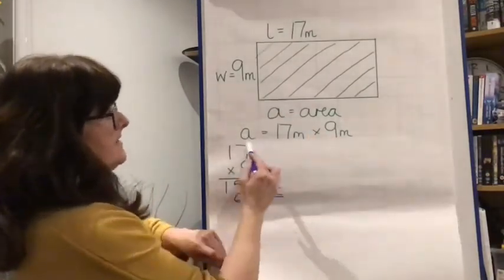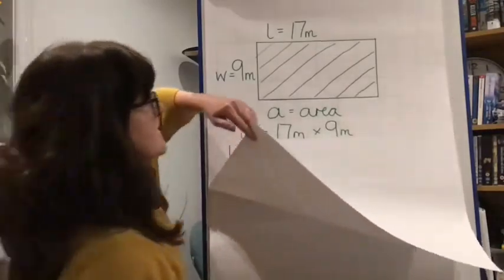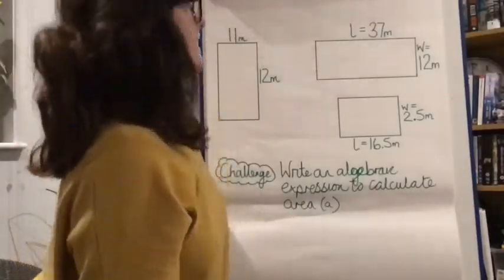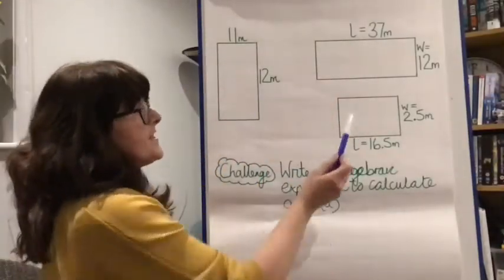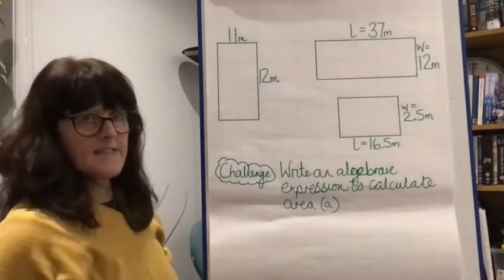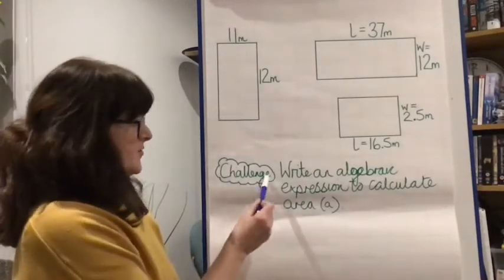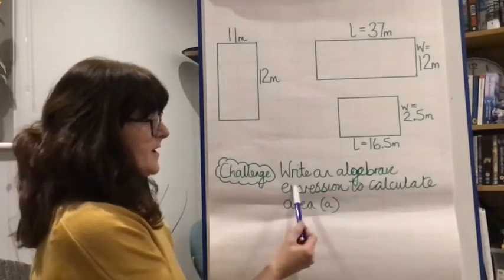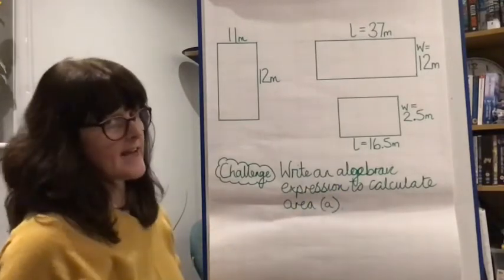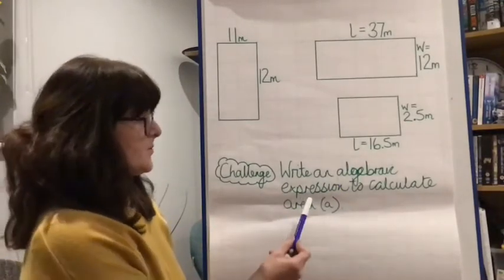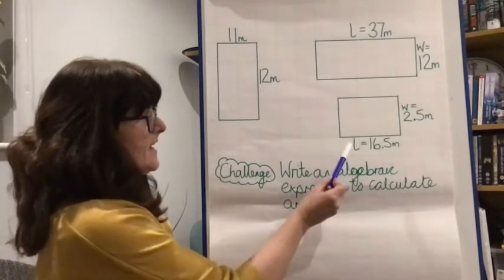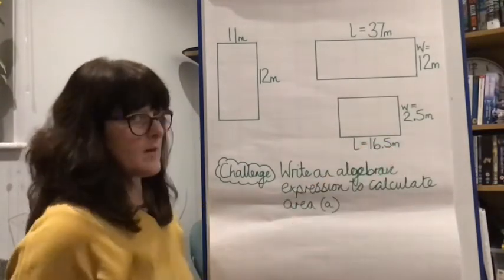Using that sum as guidance, can you work out the areas of these 3 rectangles? And if you finish, challenge yourself to write an algebraic expression to calculate the area. So that's an expression that would use the letters A, L and W.